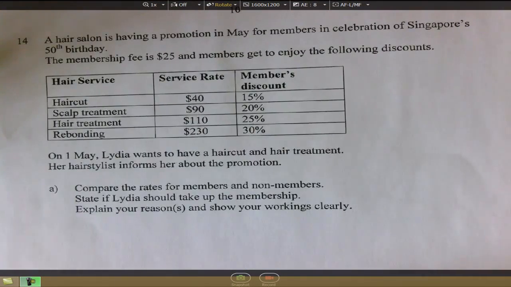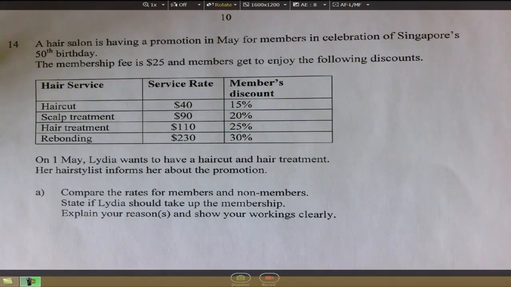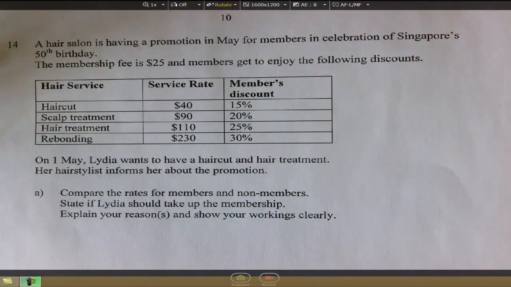Now we move on to question 14. Question 14 is about the hair salon, in promotion of May because of SG50 apparently. Lydia wants to have a haircut and hair treatment. Compare the rates for members. State if Lydia should take up the membership.